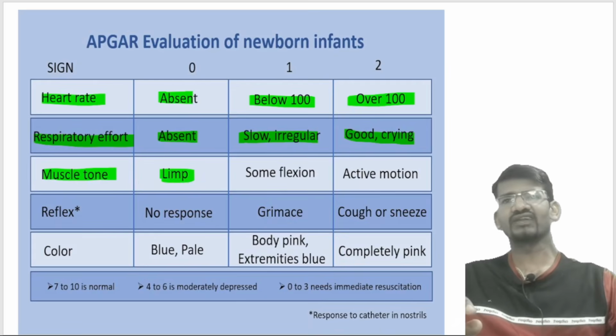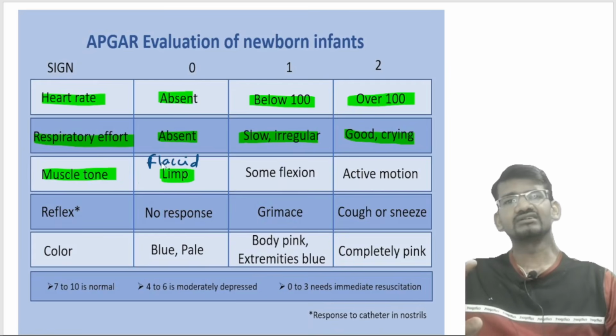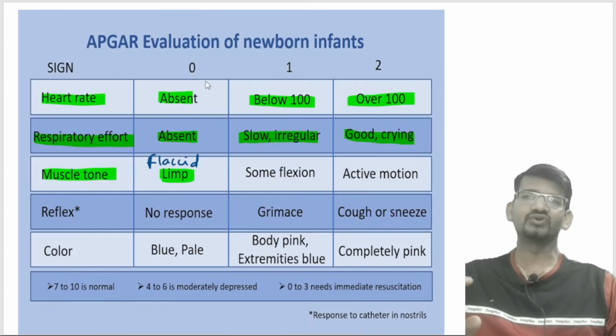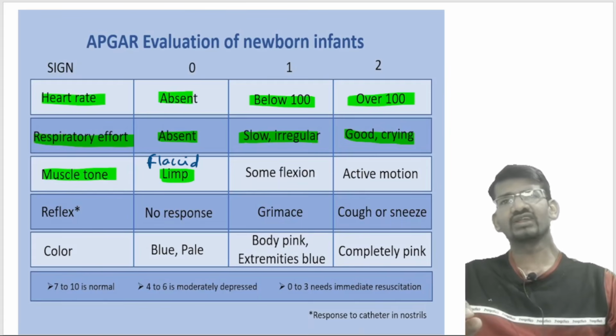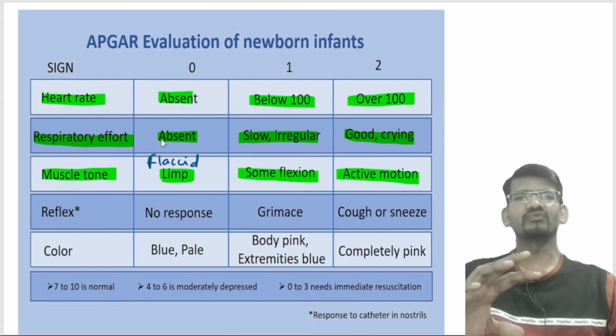Then muscle tone. When the baby doesn't make any movements, okay, we call it a flaccid movement or flaccidity. So flaccid or no movement, then we give a score of 0. And if it makes some flexion movements, then we give a score of 1. And if it has very active movements or the body is completely flexed, then we give a score of 2.